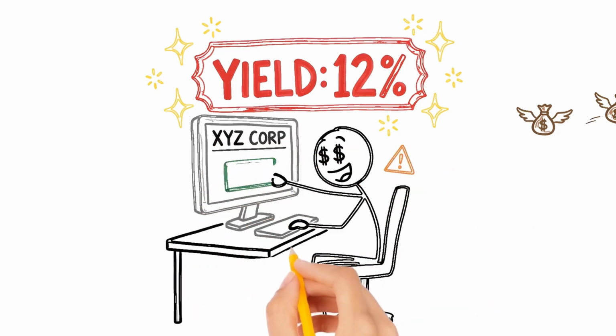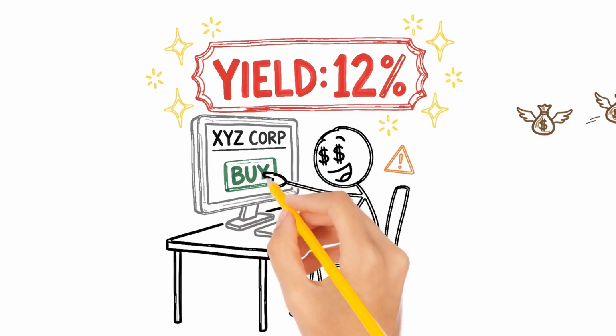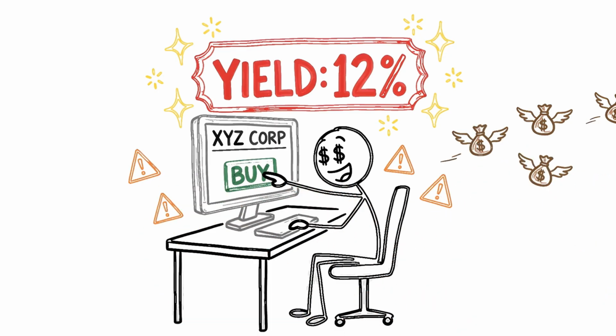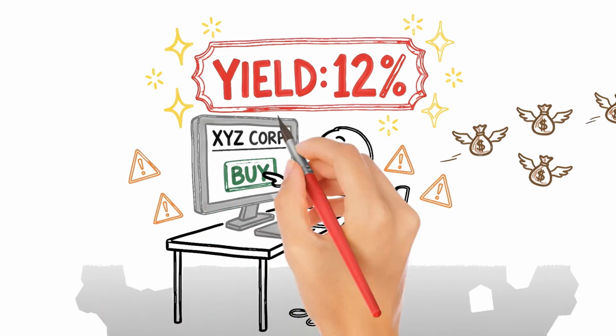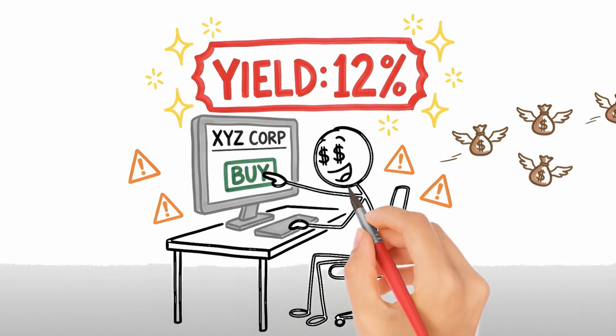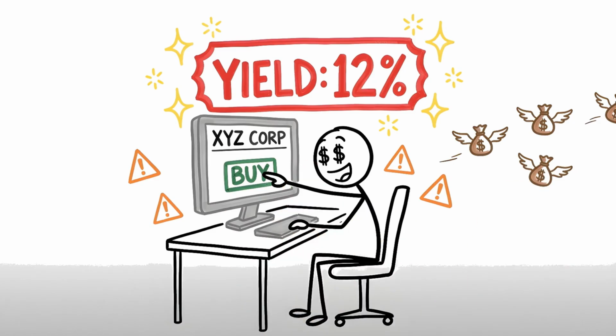Your stock price crashes 40%. You've lost money and income at the same time. This actually happens to investors every single day because they bought the yield without analyzing the stock. Today, I'm going to make sure this never happens to you.